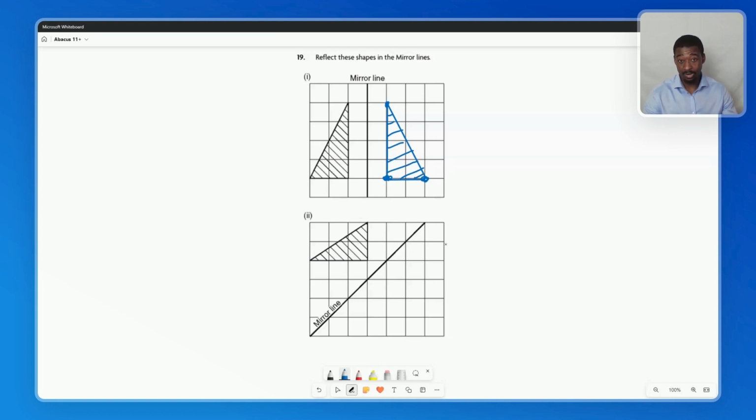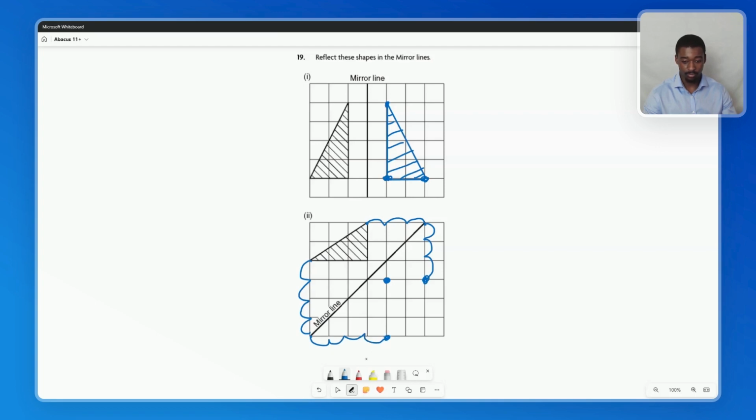But now we have a slanted mirror line, so we have to be very careful. Well, we know we can simply go across like this, put our first point here. But then for this point here, it's 1, 2, 3 from the mirror line. But because we're slanted, we're not going to go this way. We're going to go downwards. So it's going to be 1, 2, 3 from the mirror line. Same thing here. If it's 1, 2, 3, 4 from the mirror line, we're not going in the same direction. We're going this way, towards, inwards. So 1, 2, 3, 4 here.